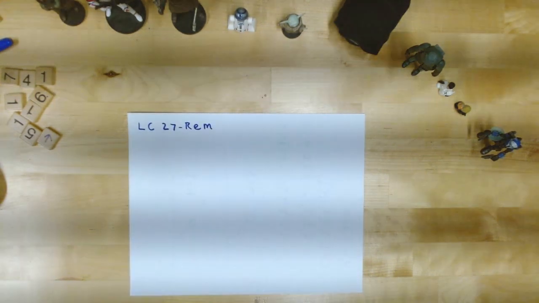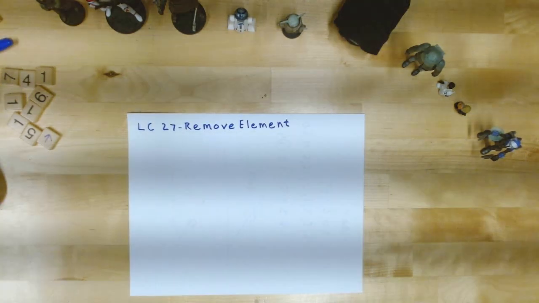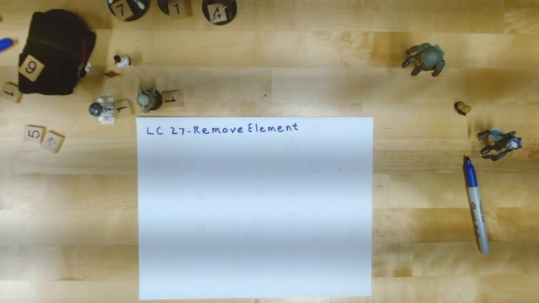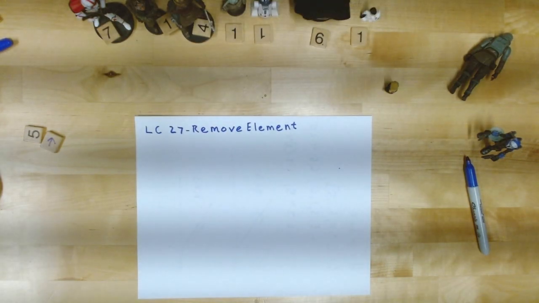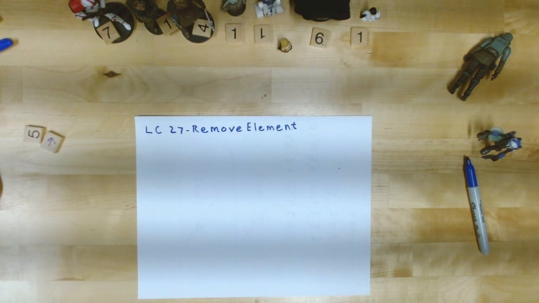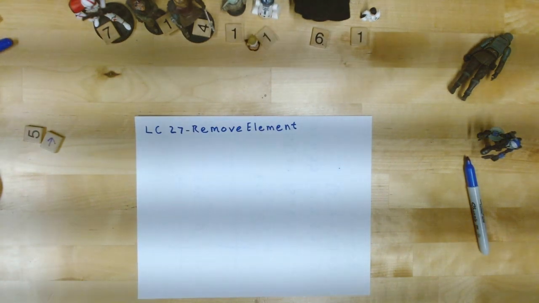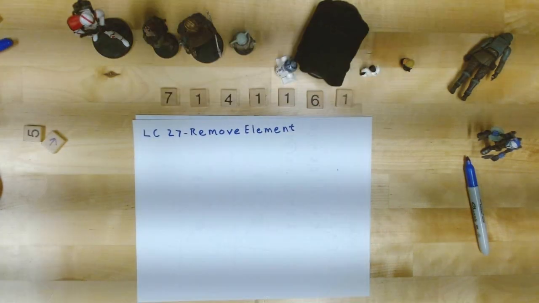Today we'll be covering Leetcode 27, remove element. Given an integer array nums and an integer val, remove all occurrences of val in nums in place. The order of the elements may be changed. Then return the number of elements in nums which are not equal to val.